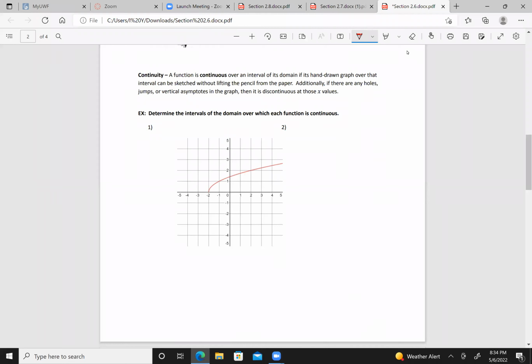Well, I can draw over it without lifting my marker the whole way. Now there's no arrow on the end, so it does stop at 5. And note it starts at -2. So the domain in which it's continuous is -2 to 5. Here to here.